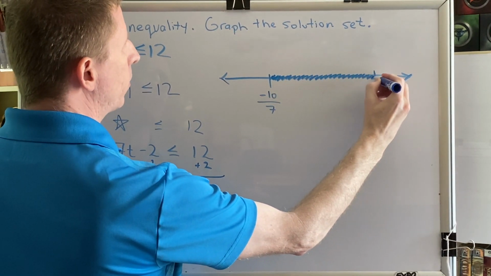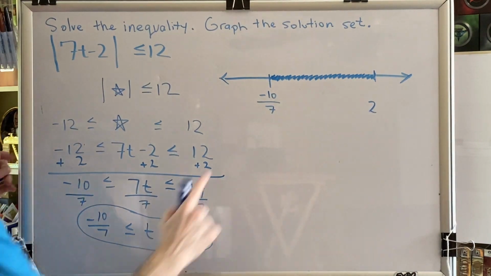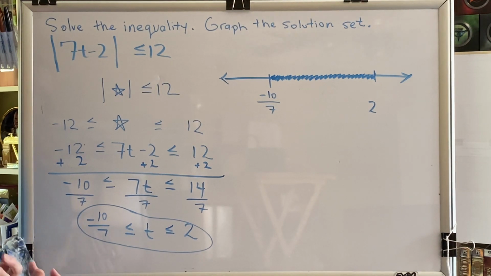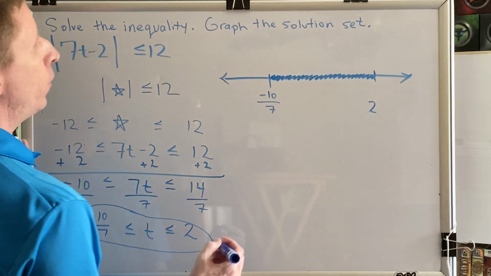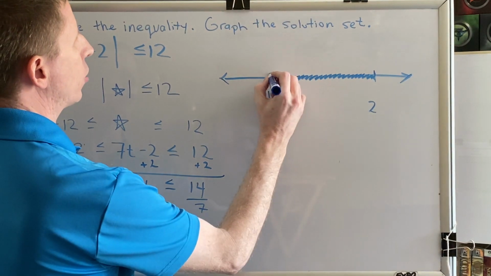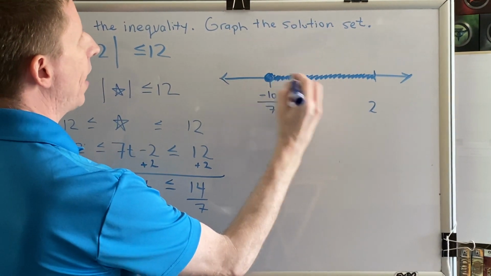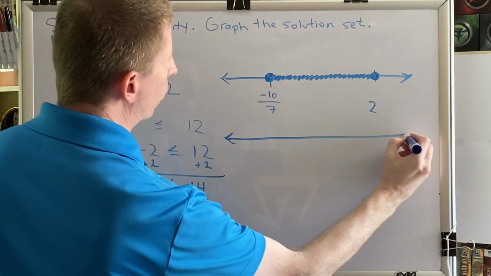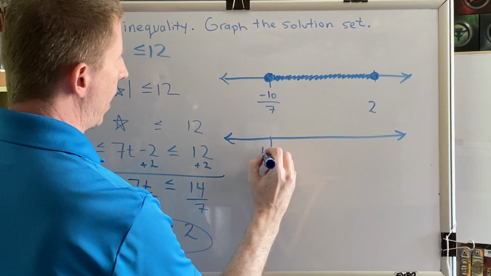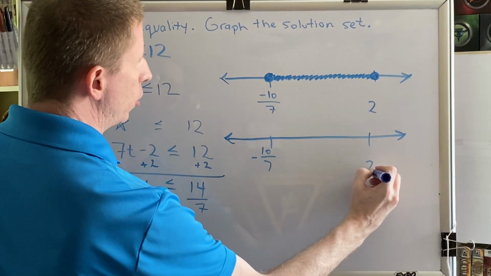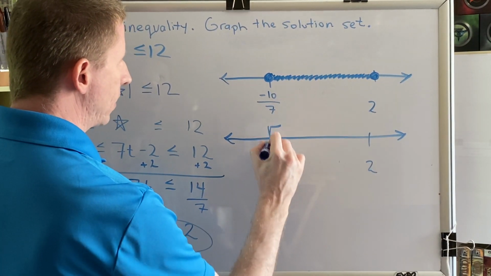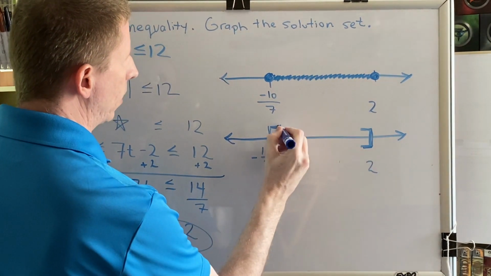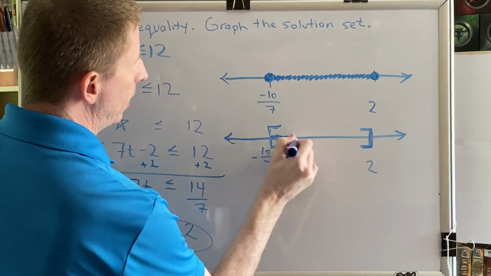Now, because this problem says less than or equal to, we need some sort of symbol at -10 sevenths and at 2 to indicate that we are including those values. If you are using open dot, closed dot notation, then you would put a closed dot at this position and a closed dot at this position. However, you could also be using parenthesis-bracket notation, in which case you would have -10 sevenths and 2 just as before, but with brackets at both locations. Notice the direction the brackets are pointing. And once again, we shade in the middle.